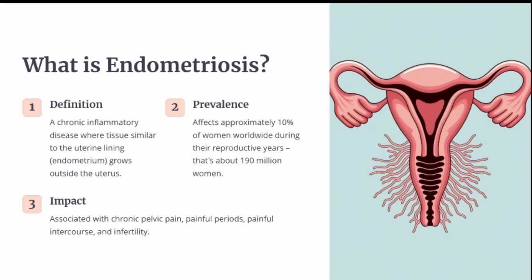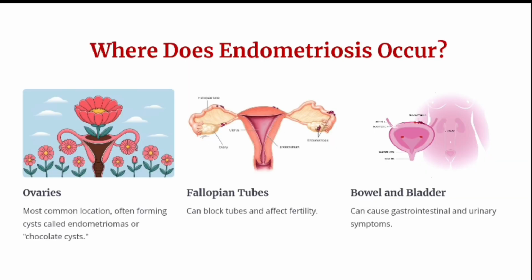Where does endometriosis occur? Endometriosis can affect multiple areas of the body. The most common sites include the ovaries, where it forms cysts called endometriomas, the fallopian tubes, potentially causing blockages, and even the bowel and bladder, leading to digestive and urinary symptoms.